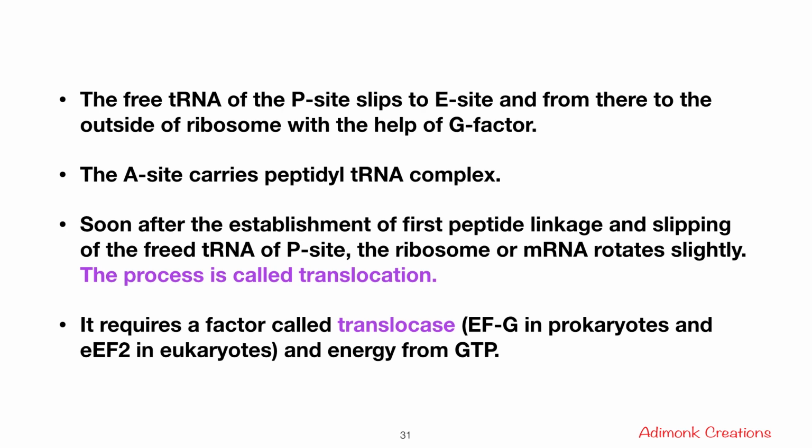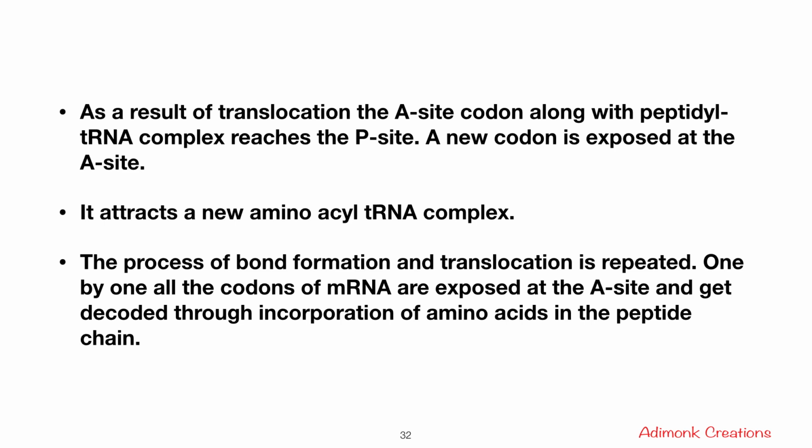Soon after the establishment of the first peptide linkage and slipping of the free tRNA of the P site, the ribosome on the mRNA rotates slightly, and this movement along the mRNA is also known as translocation. It requires a factor called translocase, which is EF-G in prokaryotes and eEF2 in eukaryotes, and it also requires energy in the form of a GTP molecule. As the result of translocation, the A site codon along with the peptidyl tRNA complex reaches the P site. A new codon is exposed at the A site, so it attracts a new amino acid tRNA complex.